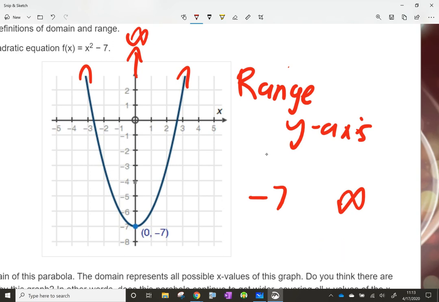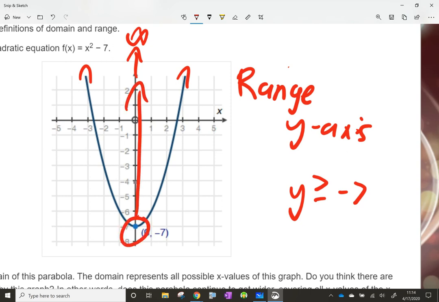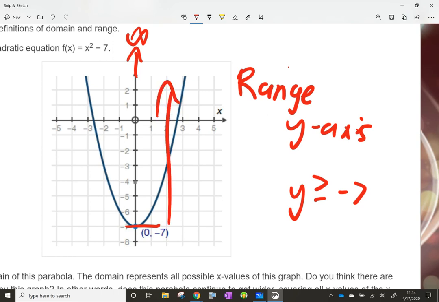And another way we could simply write this is we can say that it's going to be all the y values that are bigger than, and in this case equal to, -7. Because -7 is the lower limit, and every value that's bigger than -7 is where this graph will take shape, because it goes from -7 all the way up to infinity. So every value bigger than negative 7. That's how we would write our range.